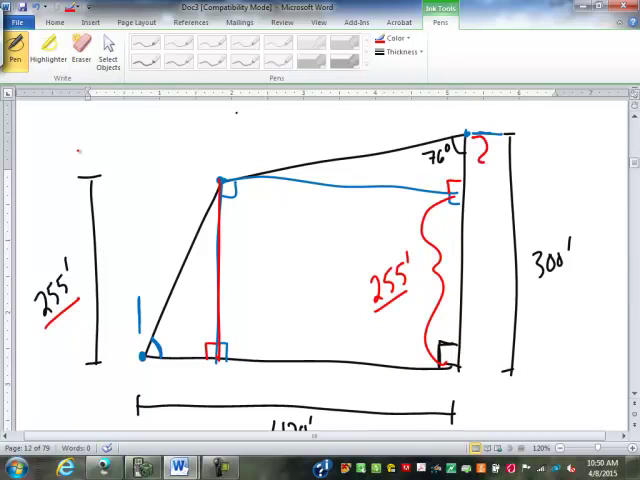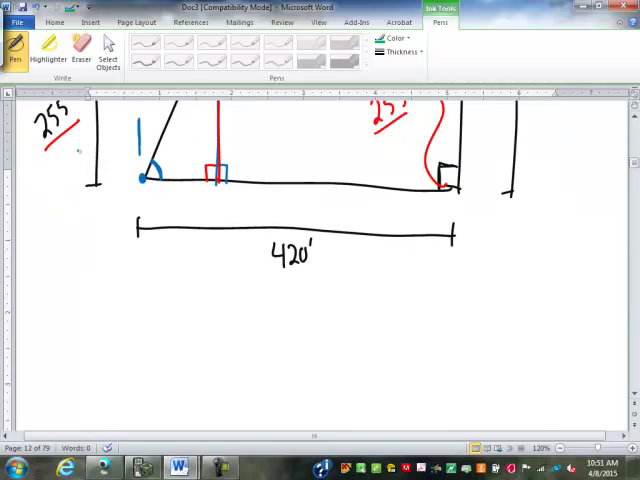We can find this dimension here by simply subtracting from 300. 300 minus 255 is 45 feet. Now that we have that that's 45 feet, we have a right triangle where we have a second angle and one of the sides, so we can find the other dimensions. In this case, the dimension we're most interested in is this one right across here.